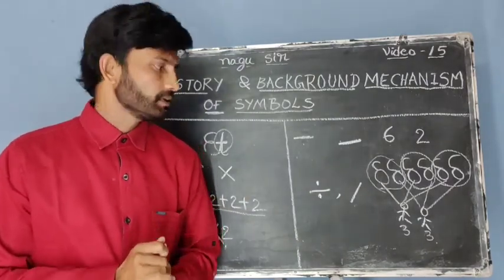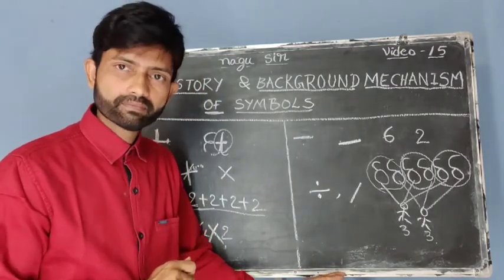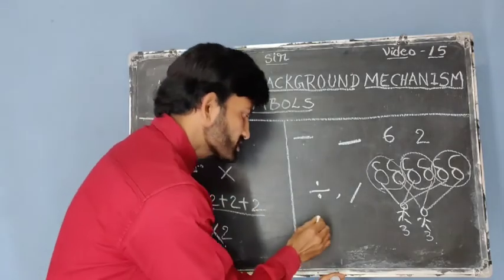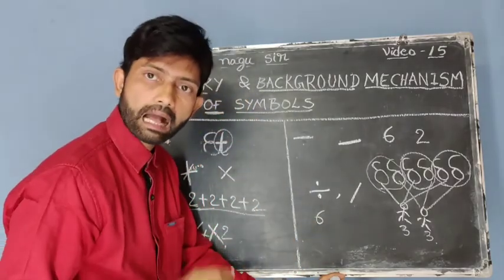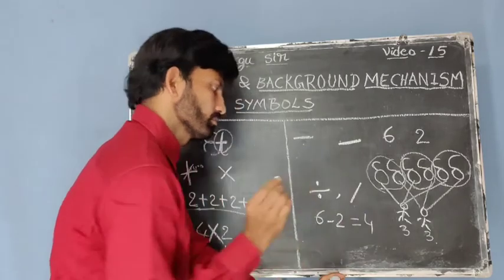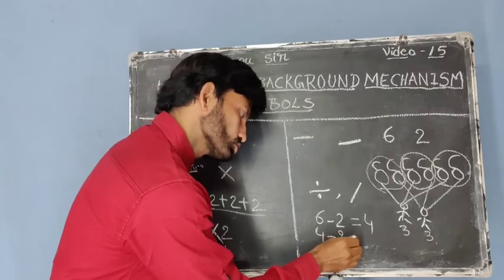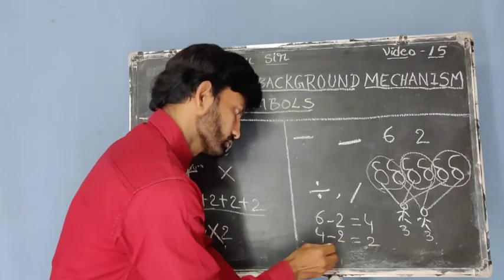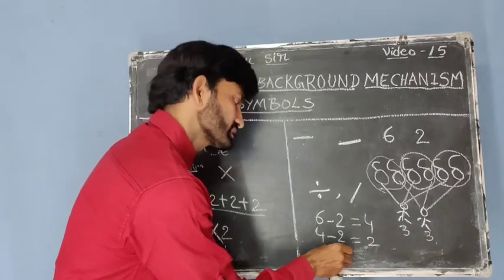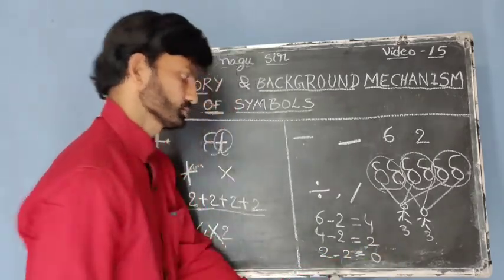Okay, my dear friends, what I have done here, clearly observe this. First I have 6 mangoes and subtract 2 mangoes, remain 4 mangoes. And again I have 4 mangoes and subtract these 2 mangoes and I have 2 mangoes. And again I have 2 mangoes and subtract 2 mangoes from them and share them. I have 0 mangoes.